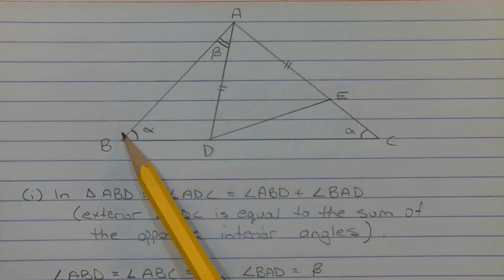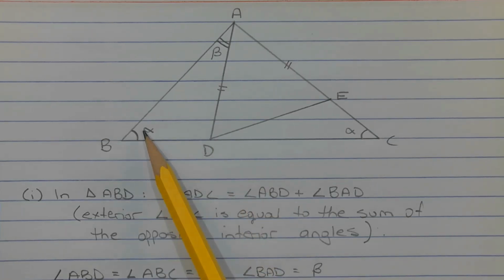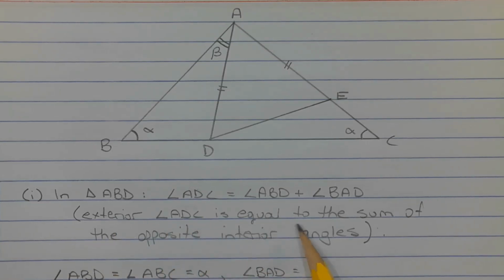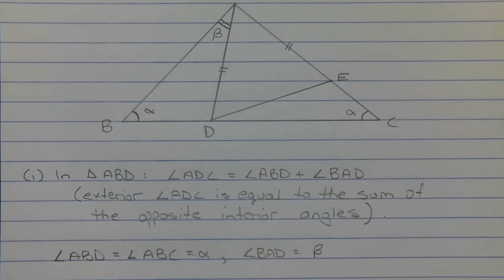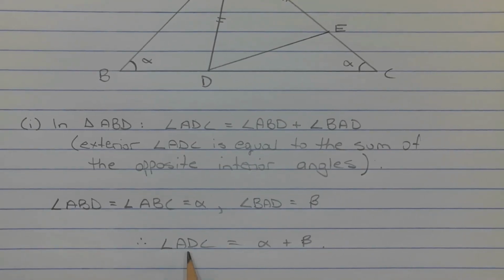In triangle ABD, angle ADC is equal to angle ABD plus angle BAD. And the reason is exterior angle ADC is equal to the sum of the opposite interior angles in triangle ABD. Now angle ABD is equal to angle ABC, which is equal to alpha, and angle BAD equals beta. And that was given in the question. Therefore, angle ADC is equal to alpha plus beta.